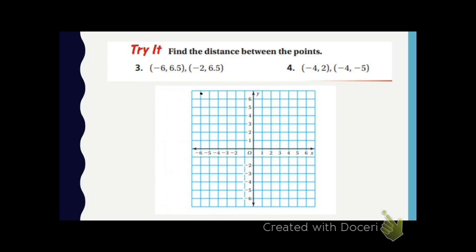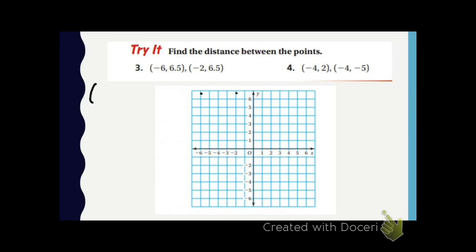Then I'm going to go to my next coordinate, which is -2, 6.5. So I go back to my point of origin to 0, -2, got it, and I'm going to go up to 6.5. So I'm right back here. Now what do I know about my points? They're in the same quadrant. When they're in the same quadrant, I'm going to subtract.